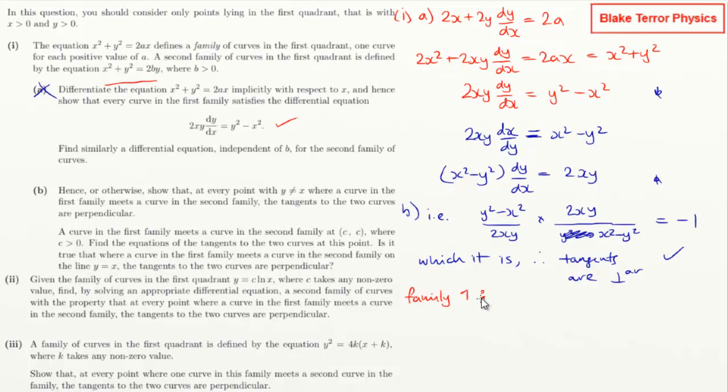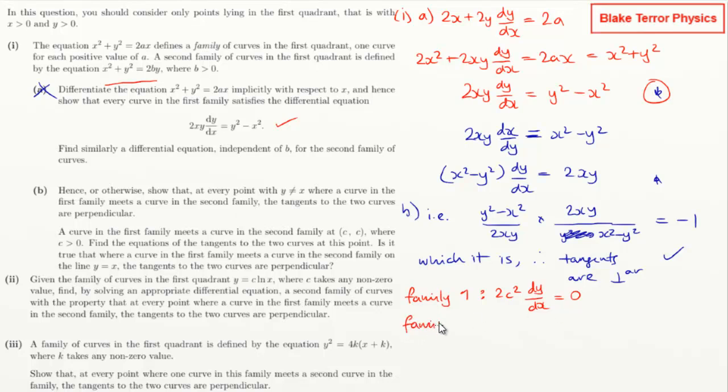So for family 1, we're going to be getting then 2, which one? So I'm going back up to this equation here. And x is equal to y is equal to c. So we've got 2c squared dy dx equals 0. Okay, so that's what we got for family 1.